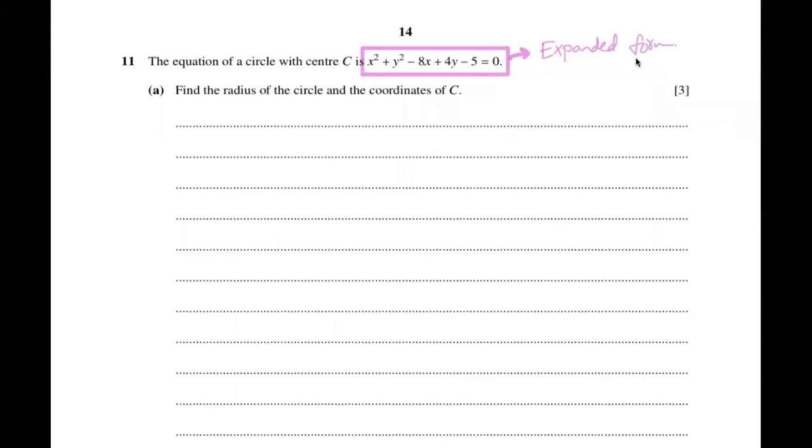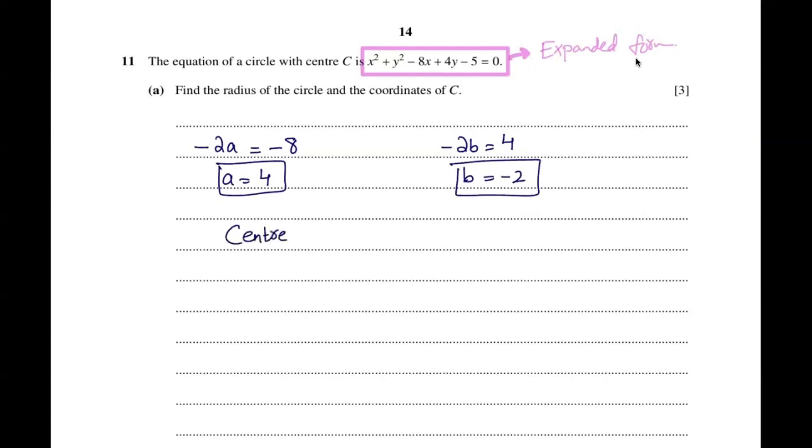So remember, I told you that whenever you have to find the center of the circle coordinates from the expanded form, you're going to equate minus 2a with the coefficient of x, which is minus 8, and you are going to equate minus 2b with the coefficient of y, that is 4. So a is going to be minus 8 upon minus 2, that is 4, and b is 4 upon minus 2, that is negative 2. A and b are the coordinates of the center of the circle. So the coordinates of the center of the circle are 4 comma minus 2.